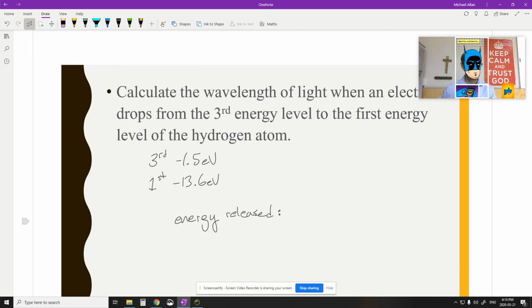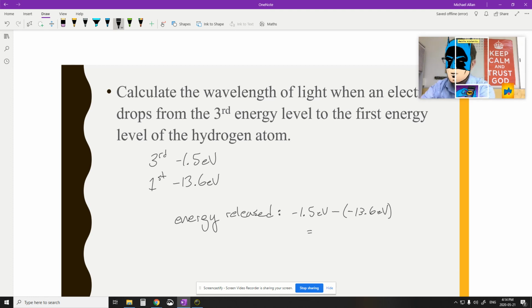I would just find the difference between the two levels. If you go the wrong way in the subtraction, just get rid of the negative, right? It's always going to be a positive number anyway. So I would go negative 1.5 electron volts minus the negative 13.6. You just try to find the difference between the numbers. So the energy released would just be the difference between the two levels.